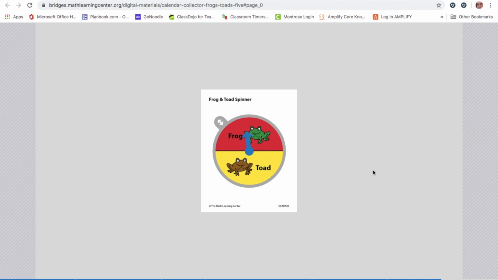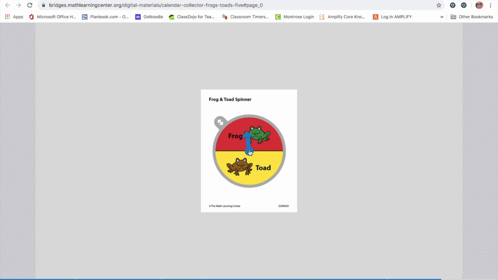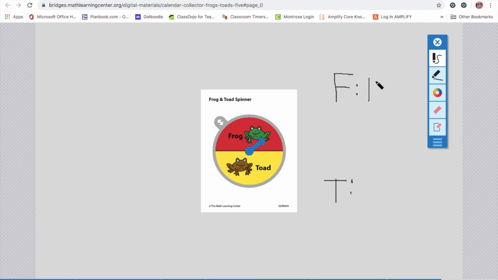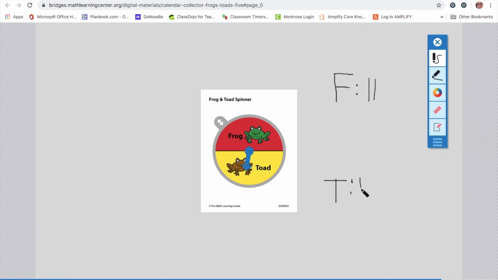What did it land on? Frogs. So frogs gets a tally mark. Nice job. Here we go. Let's spin it number 2. Frogs got it again. Well, by golly. Let's see on spin 3. Yes, toads finally got one. That was spin 3. Let's do spin 4.